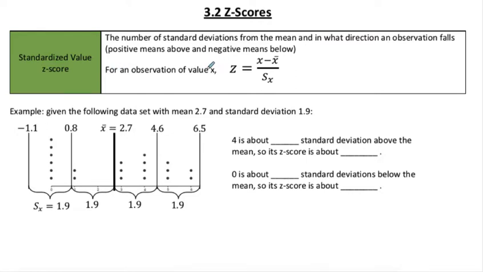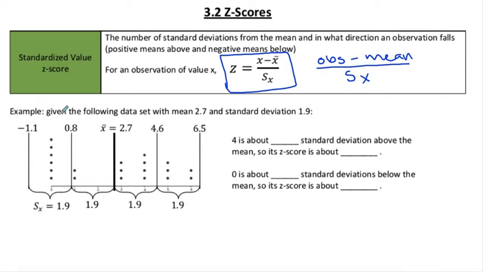For an observation X, this is the formula for calculating our z-score. z is going to equal our observation minus the mean, so that tells us how far we are from the mean, divided by the standard deviation. So this tells us how far we are from the mean measured in standard deviations.